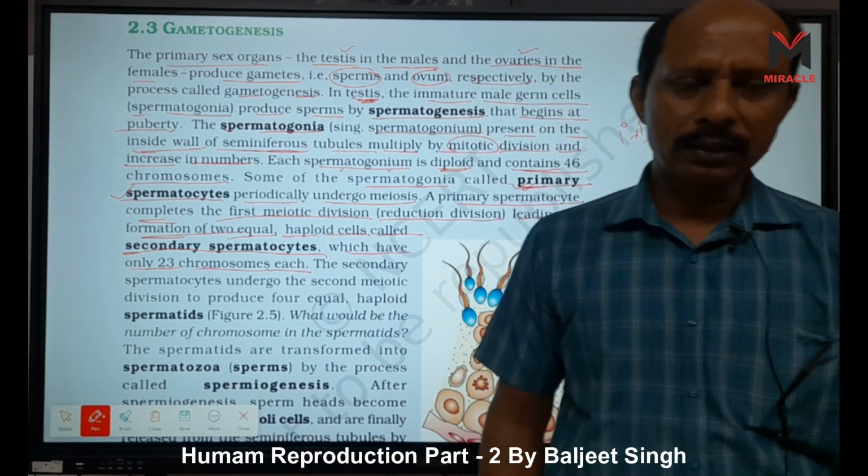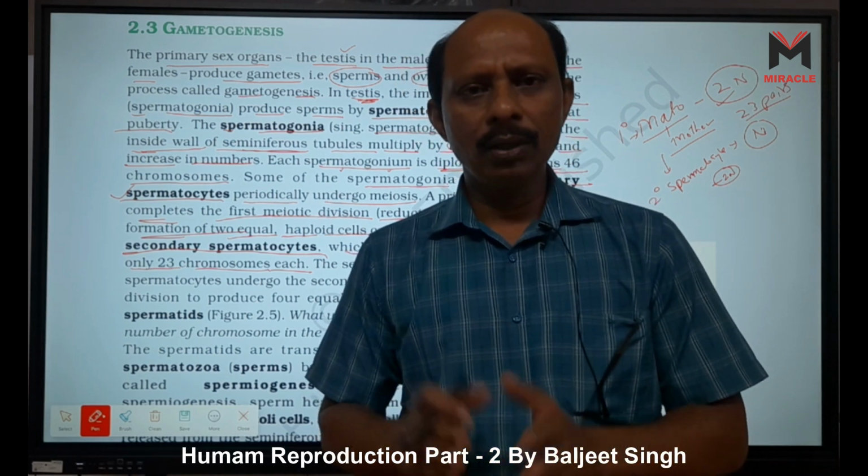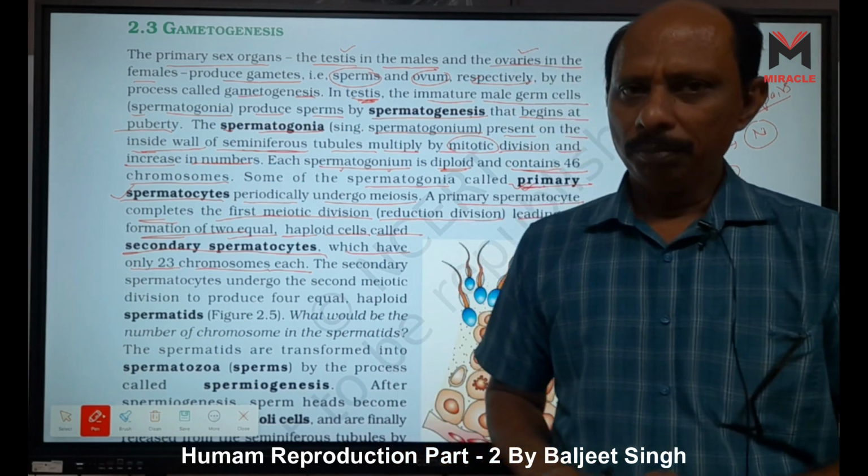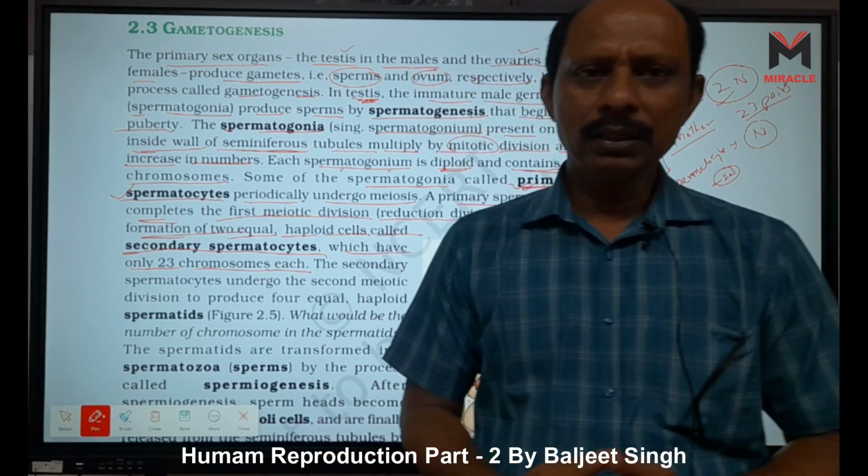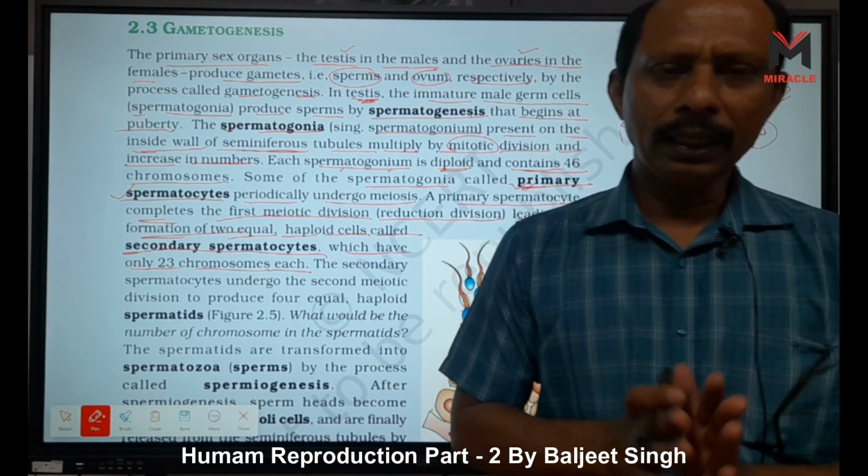If you read in our earlier classes about meiosis, you understand the number of chromosomes is reduced in meiosis first, right? Means in meiosis first, what happens? In meiosis first, distribution of chromosomes occurs, but meiosis second looks like mitosis, right? Here what happens?